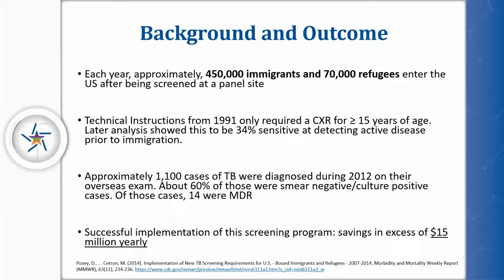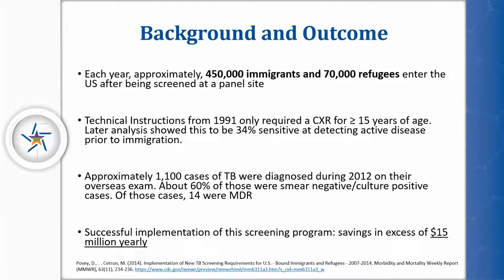So the technical instructions from 1991 only required a chest x-ray for individuals greater than 15 years of age. So if they were age 15 or older, they were only required to have a chest x-ray. Later analysis showed this to be sensitive in picking up only about a third of cases. So pretty much two-thirds of individuals who actually had active disease were somehow being missed.